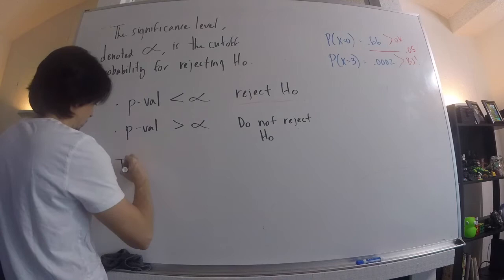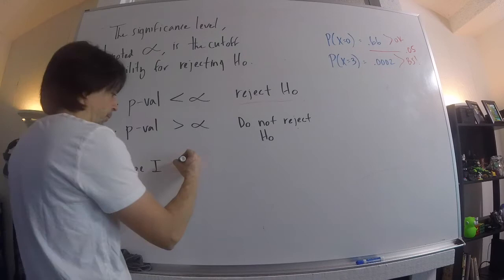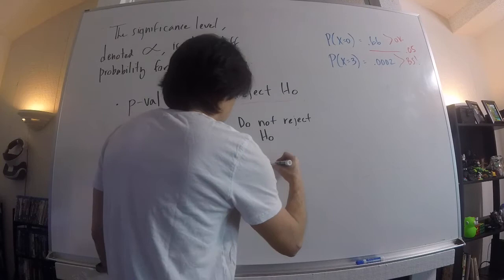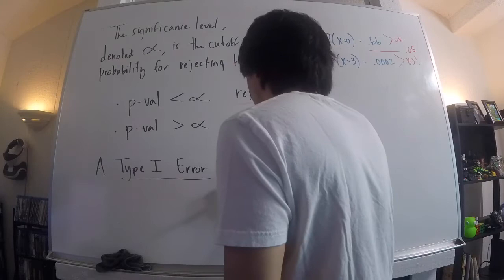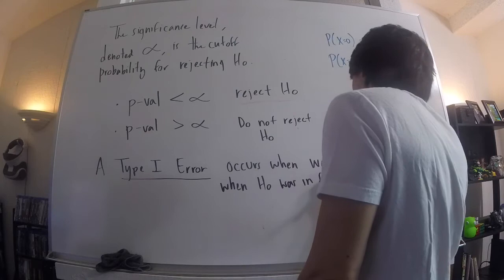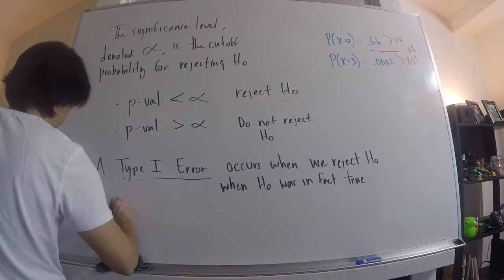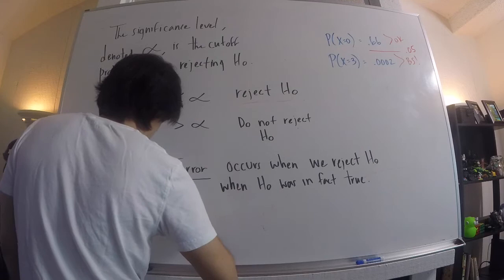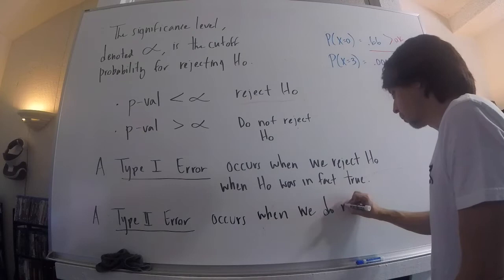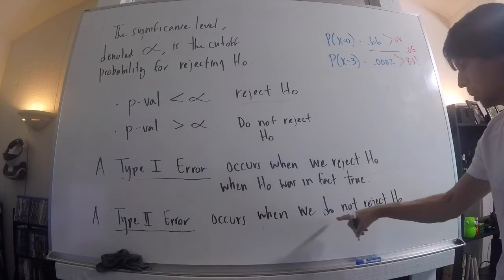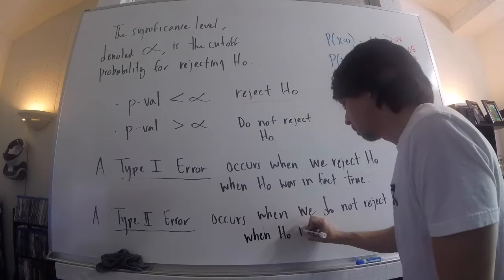They don't really have specific names. A type 1 error occurs when we reject a null when the null was in fact true. We rejected something that was true. A type 2 error occurs when we do not reject a null, but we should have. So when we do not reject a null when H0 was false. And those are the definitions of those.